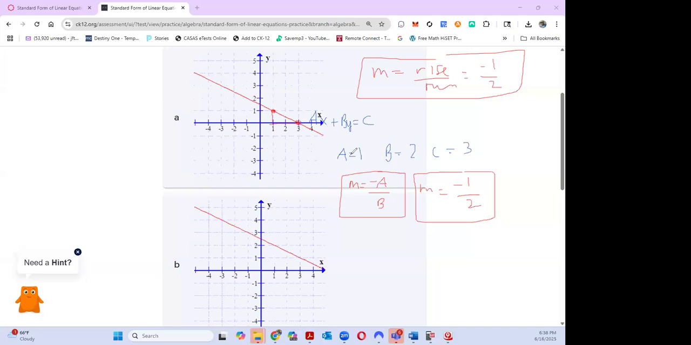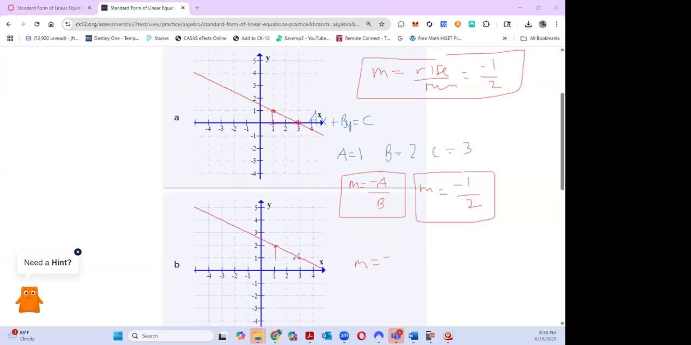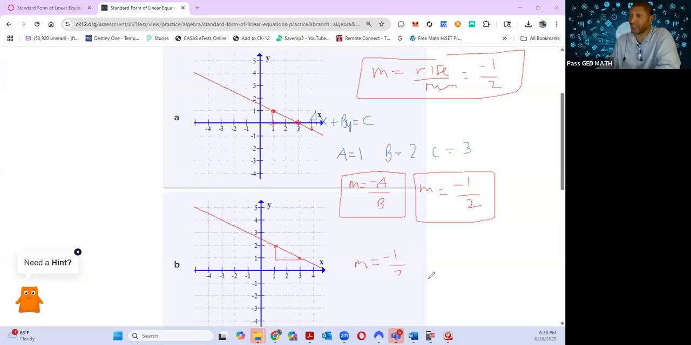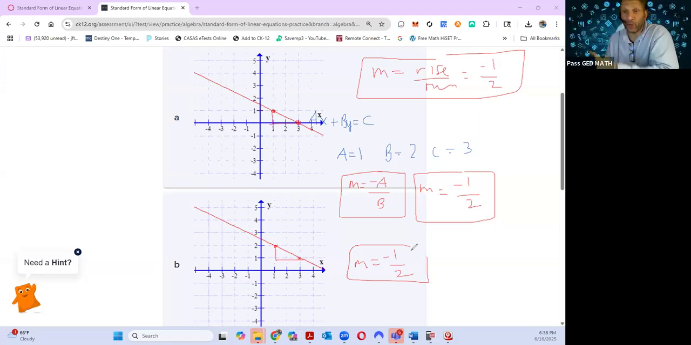Correct? Now, this is the problem. Watch this. I'm going to show you something. This is important. This point and this point: down 1, over 2. So this also has a slope of -1/2. They're not going to be this hard on the GED. Don't worry. You'll be able to eliminate three of them real quickly. But we couldn't eliminate either one of these because both of them have a slope of -1/2.